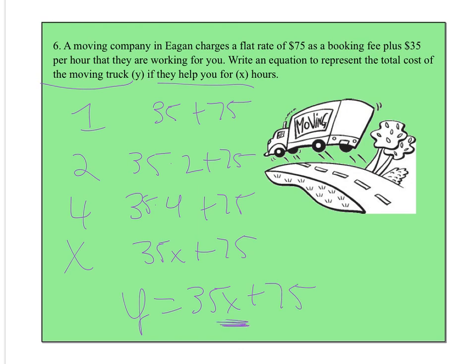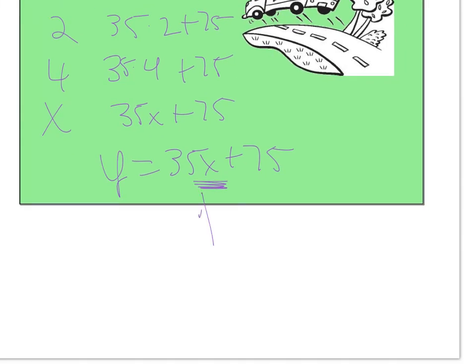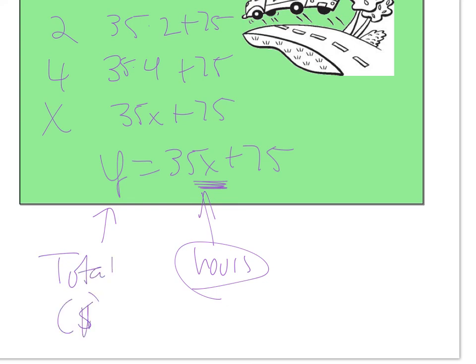So x is the hours worked. This right here is my hours. And this right here is going to be the total cost in money.